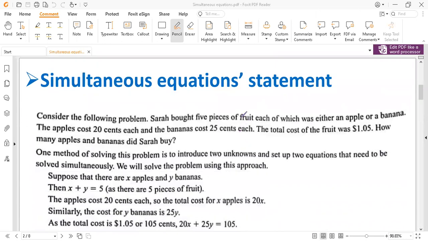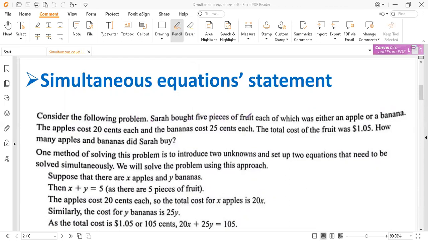Okay, we will start with two equations. When we say two equations, we have two variables. For example, consider the following problem.